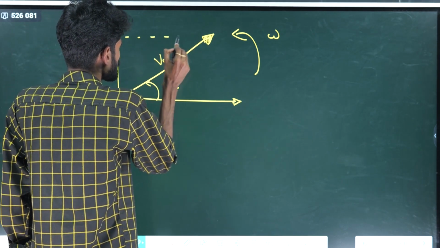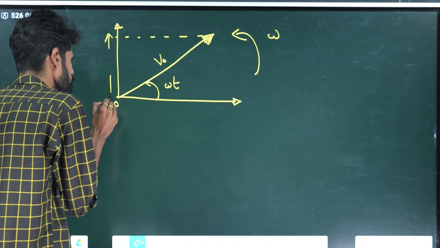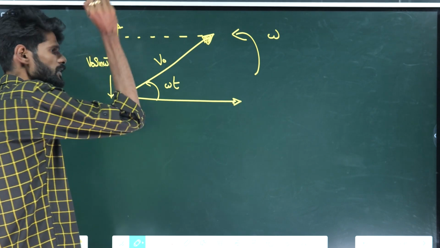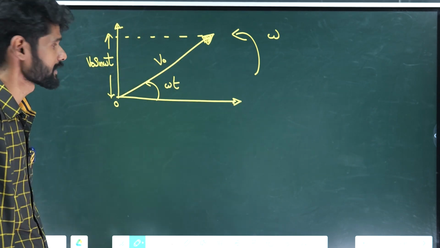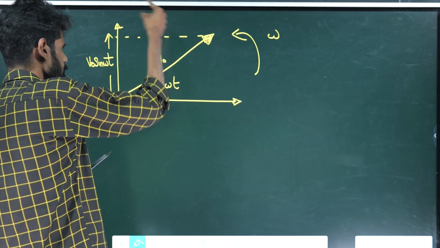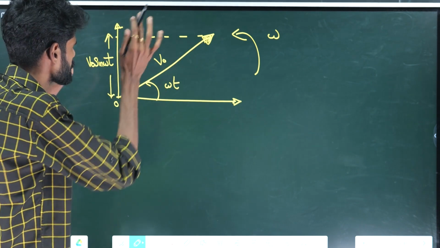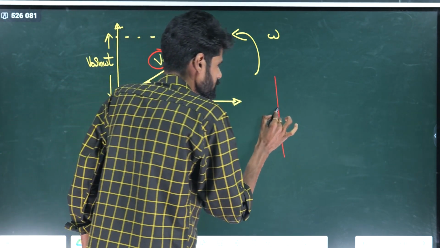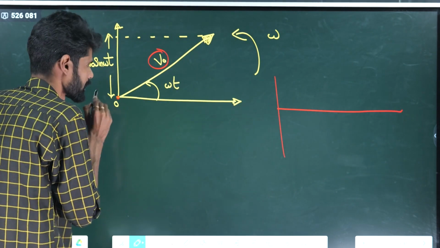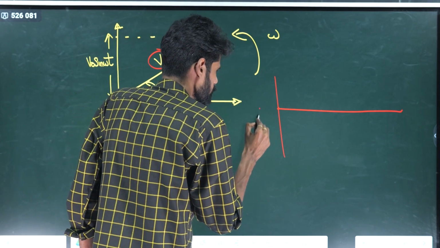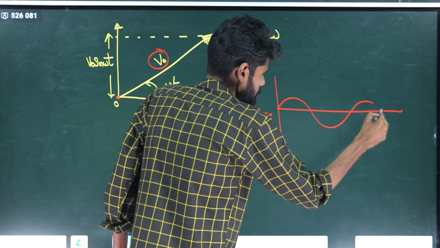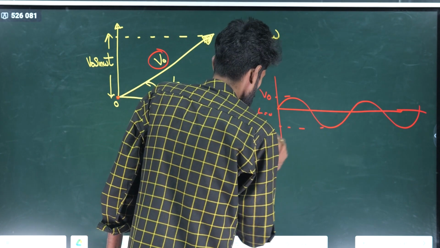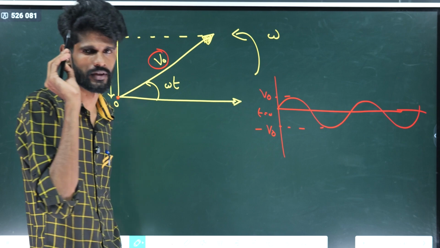Now the vertical component of the phasor, given by v naught sin omega t, is the vertical component of the phasor after t seconds. So this is the representation of an alternating quantity. It indicates an alternating quantity of amplitude v naught, starting from this point at t equal to 0. This is the corresponding timing diagram, with v naught and minus v naught marked. So this is the timing diagram.